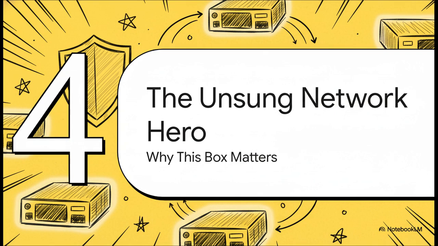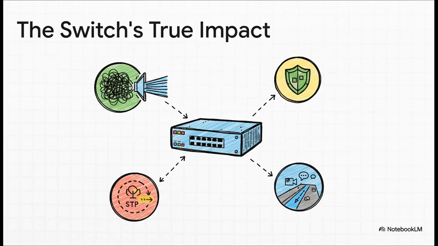And all of that brings us right back to our main point. After seeing how it learns and all the powerful things it can do, it's pretty easy to see why we're calling it the unsung network hero, and why this little box matters so much. So let's just sum up its true impact. The switch almost single-handedly transformed our local networks from total chaos into intelligent, efficient systems. It is the fundamental building block that makes the fast, scalable networks we rely on for everything even possible.